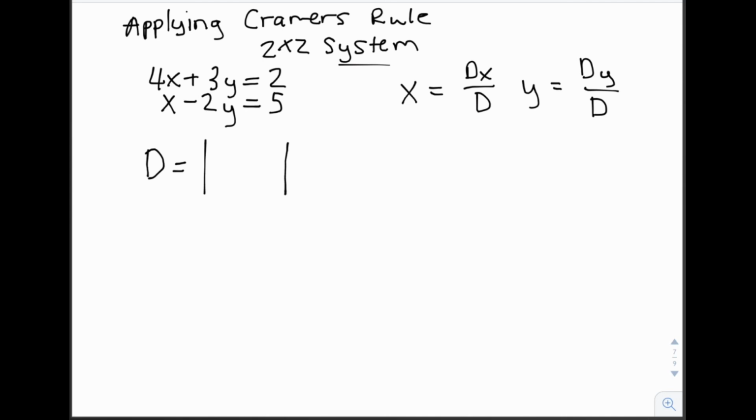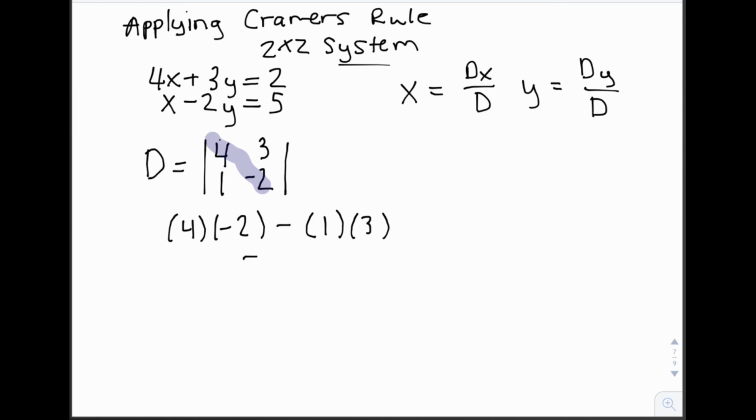So we will have the determinant equal to, and then we'll use our vertical bars here, and we want to keep our coefficients of x and y. So in other words, we'll have a 4 and a 1, and then finally we will have a 3 and a negative 2 here. Moving in the downward direction first, we will have 4 times a negative 2, and then subtract 1 times 3. And that should get you a value of negative 11 here.